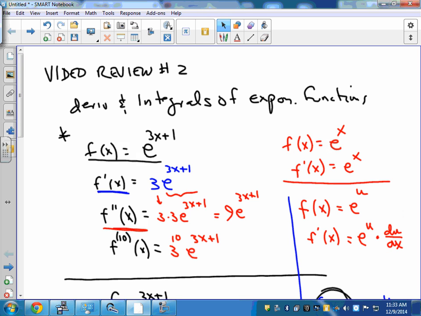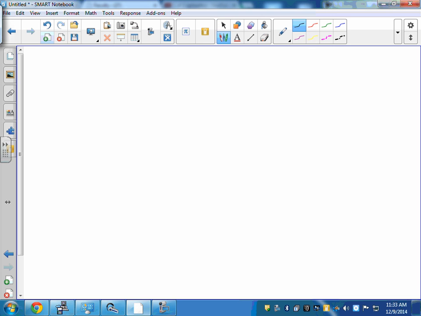Do you have to worry about bases other than e? Probably not. In May, I doubt that you'll see this question, 2 to the sine x, what is f prime? But if you were, this is the answer.